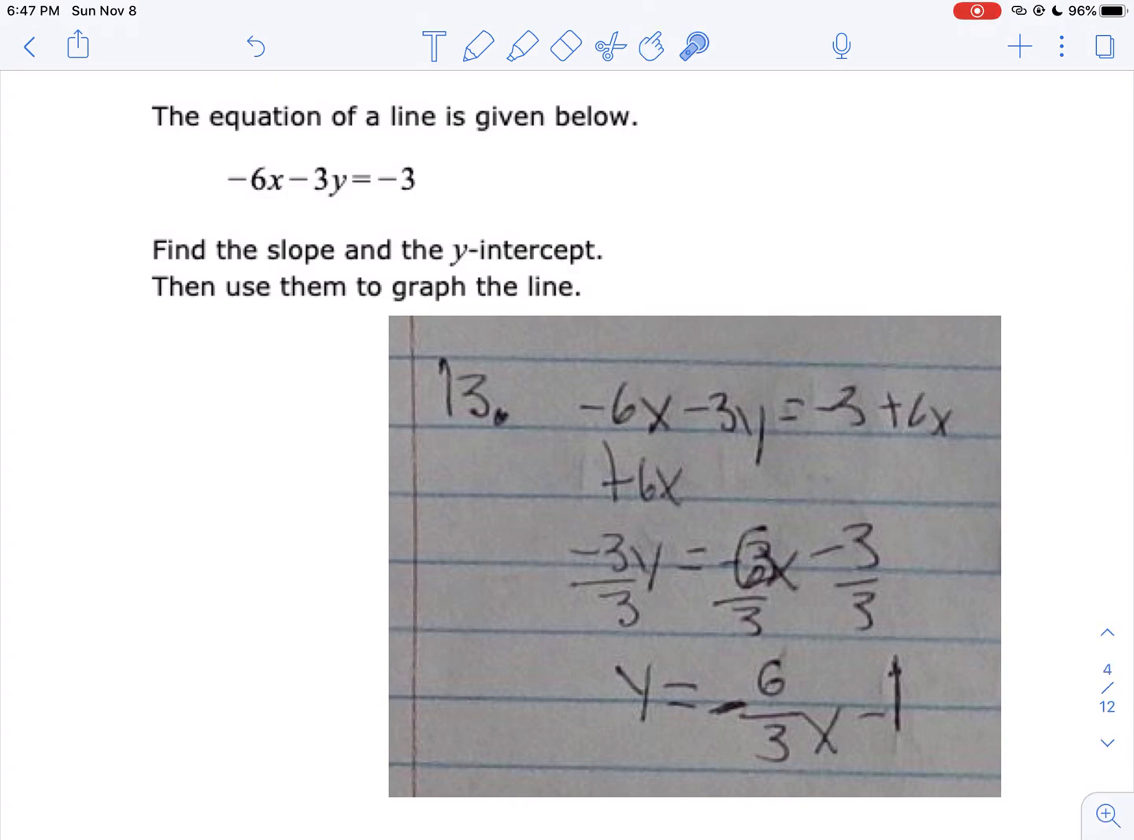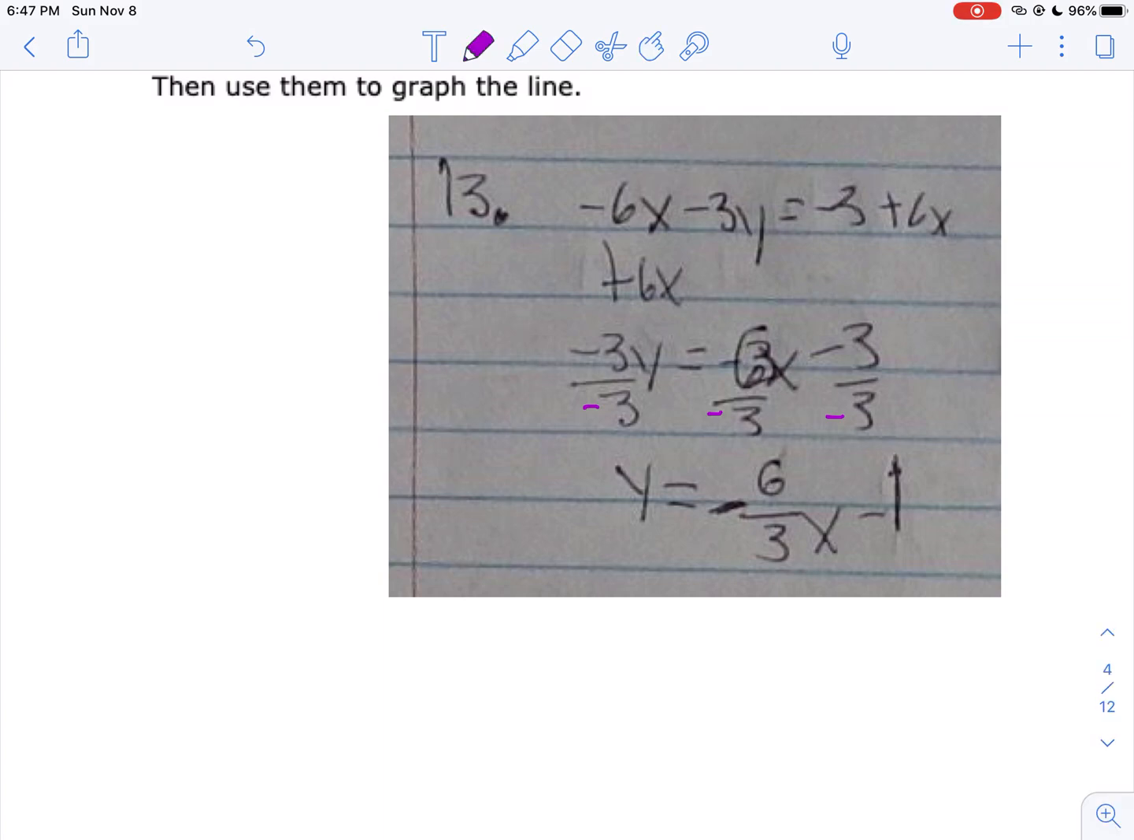You just made a mistake on the equation. You add 6x to both sides, but then notice there's a -3 here. So you have to divide everything by a -3. And when you do that, you're going to get y equals 6 divided by -3 is -2x. And you can leave it as -6 over 3x. I'm fine with that. And then a negative divided by a negative is a positive.